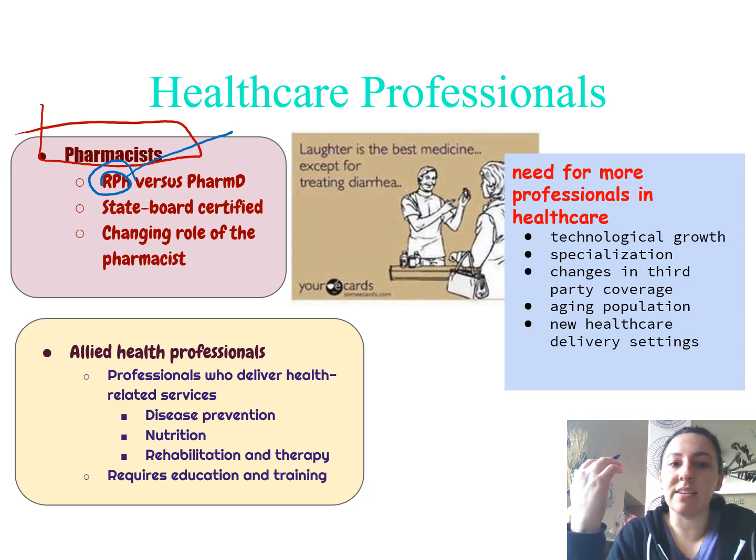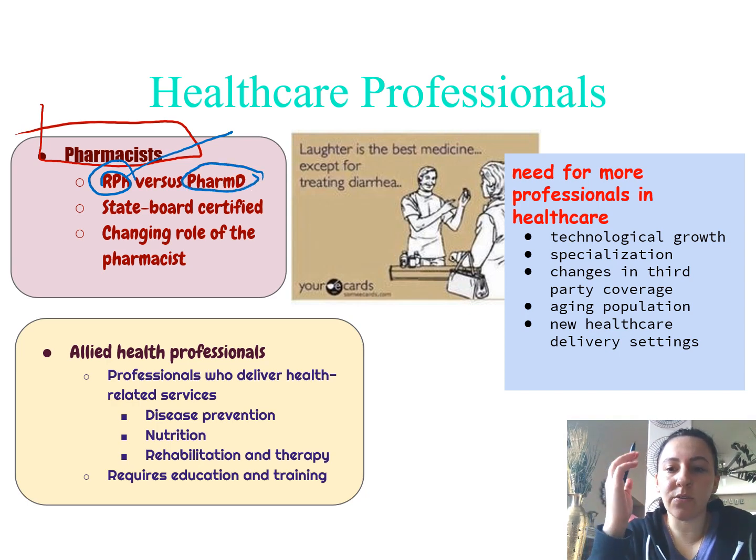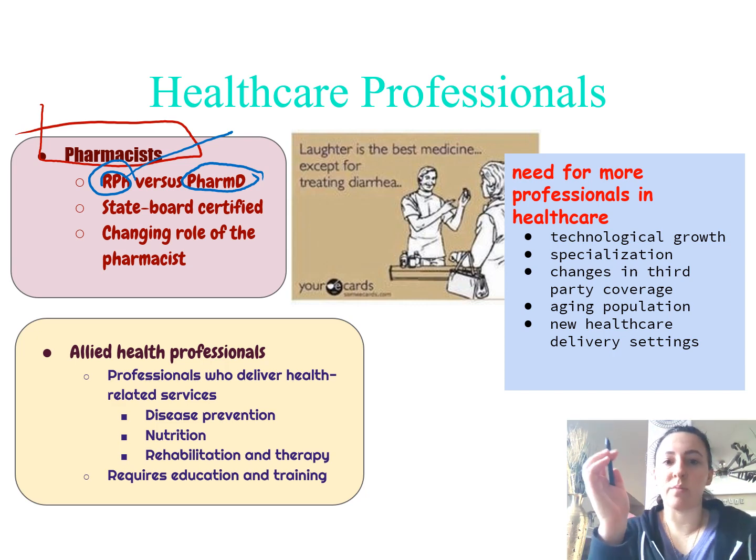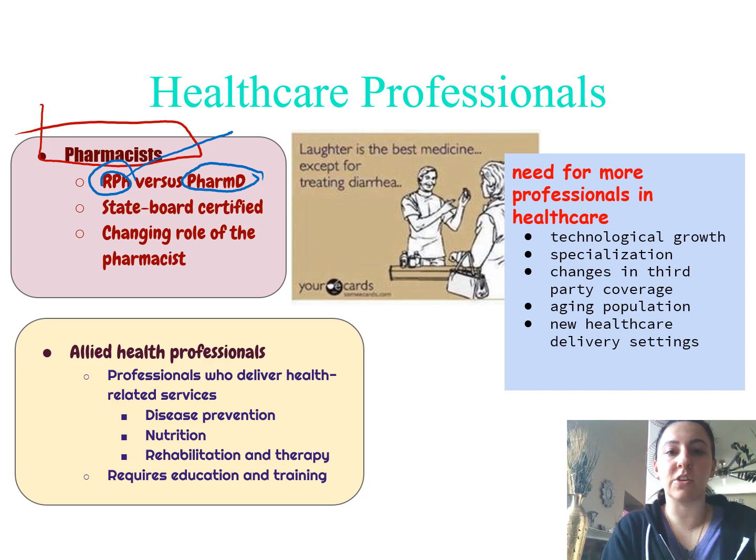The type of jobs that you can expect to get with an RPH degree would probably be more like a retail pharmacist job, which is great. That's totally cool. And then you have the PharmD degree. This is the doctorate level of pharmacology. If you do this, you're going to be a doctor of pharmacy.